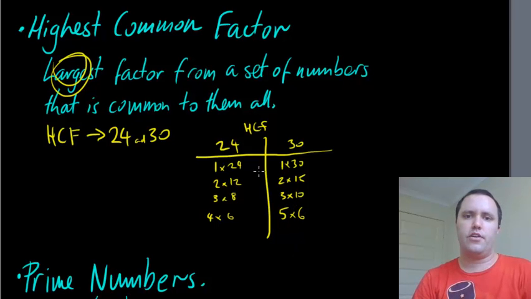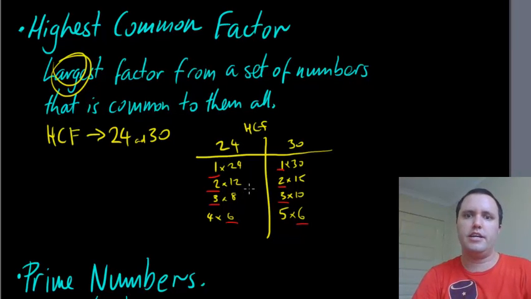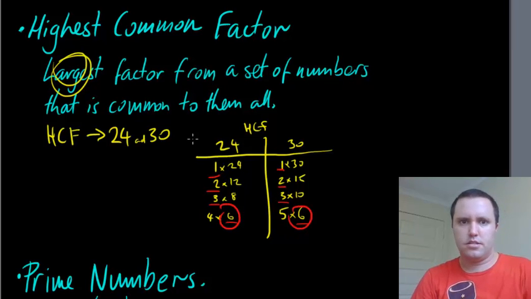Okay, so now we have a look. Well, 1's not the highest, 24 doesn't get shared, 2 does get shared. Okay, 2 gets shared, 3 gets shared, 4 doesn't, but 6 does. So out of 1, 2, 3, and 6, which is the highest? It happens to be 6. So it means the highest common factor of 24 and 30 is 6.